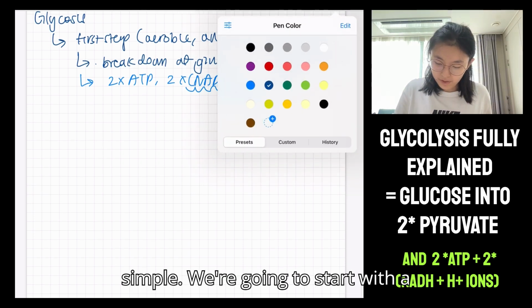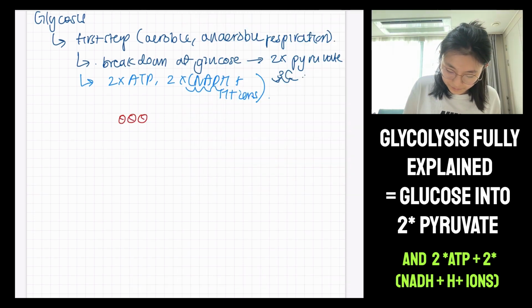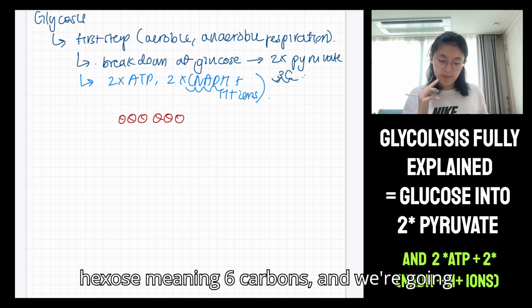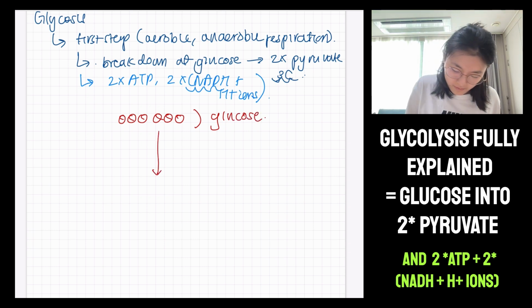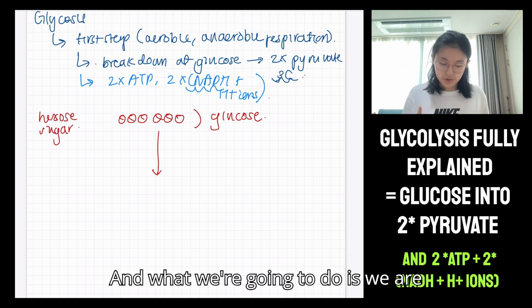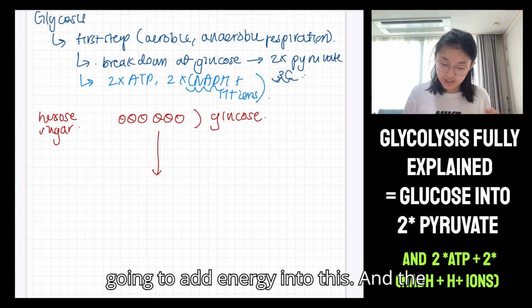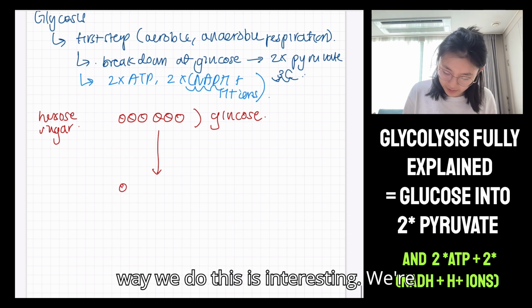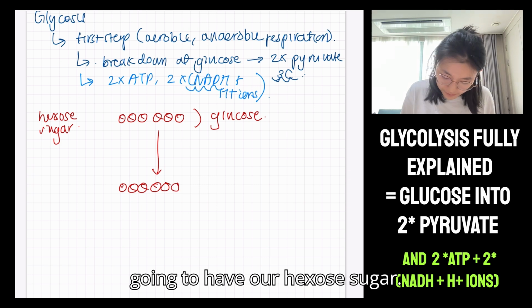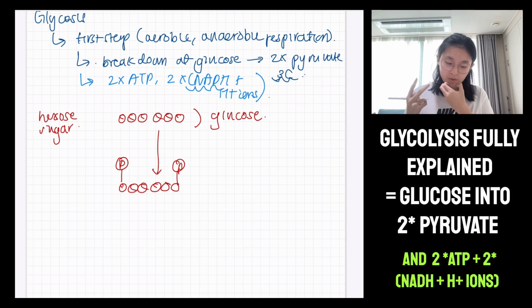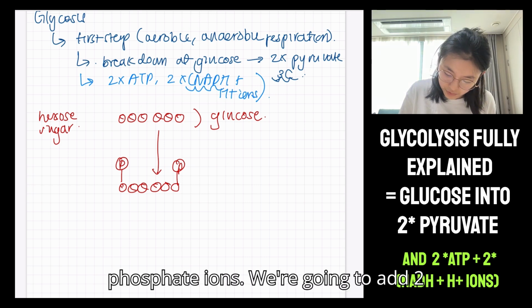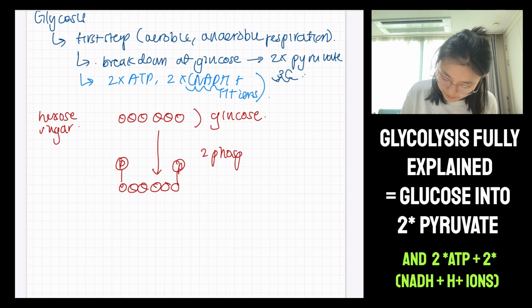We're going to start with a hexose sugar. Hexose meaning 6 carbons, and the hexose sugar we start with is glucose. And what we're going to do is add energy into this. The way we do this is interesting. We're going to have our hexose sugar, and we are going to add 2 phosphate groups.